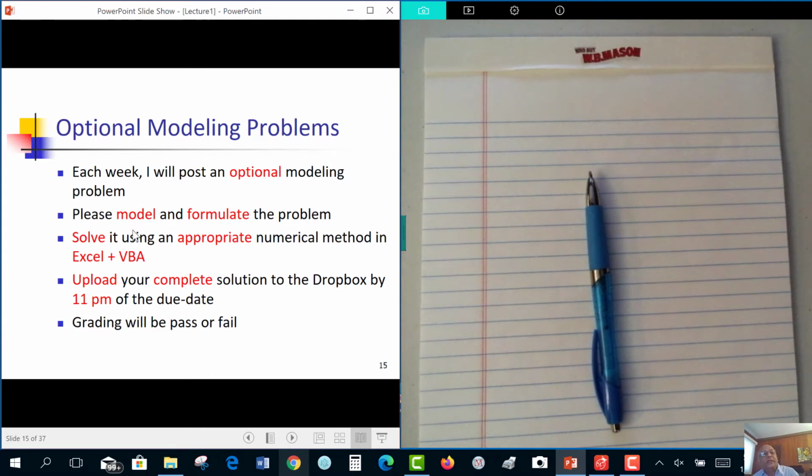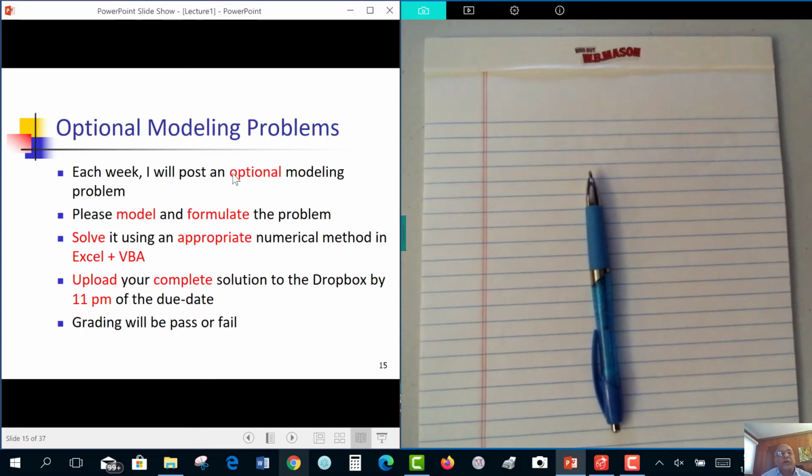A few of the students in the last couple of semesters wrote that they did not find labs challenging enough. So for those of you who want to work with some challenging problems, they're not really very challenging. It's just that you have to model them. So I'm going to assign one modeling problem every week.